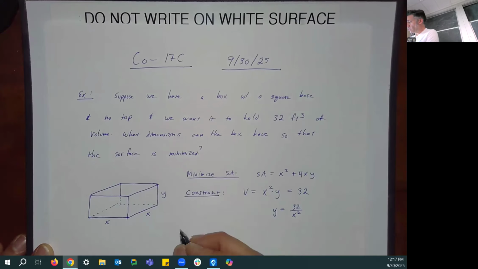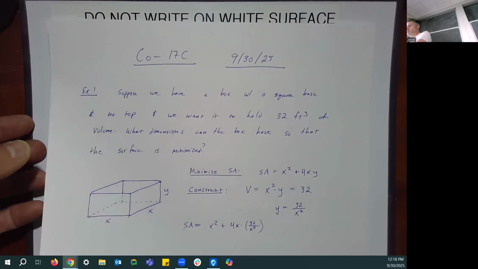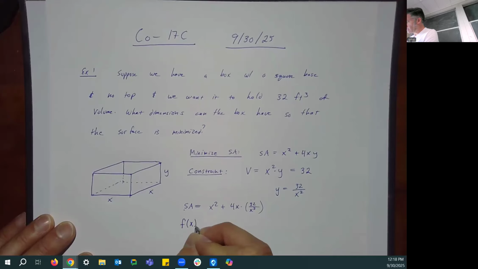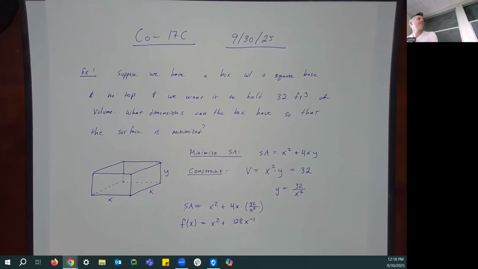So here, we're going to say that our surface area equation is now given by x squared plus 4 times x times 32 divided by x squared. And at this point, it's probably worthwhile to write it actually as a function. Let me switch this up just a little bit more. So we can actually say that our function that we're trying to minimize, f of x, is equal to x squared plus, let's actually simplify this, 4 times 32 is 128. And x divided by x squared is dividing by x or multiplying by x to the negative 1. And I do want to write it as that because that's going to make it easier to differentiate.